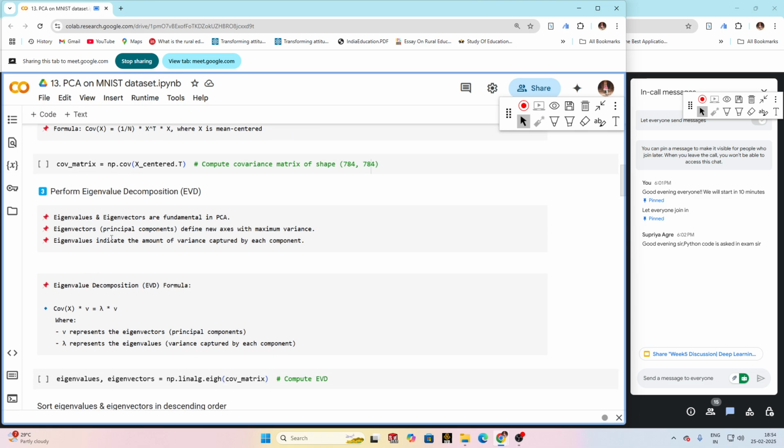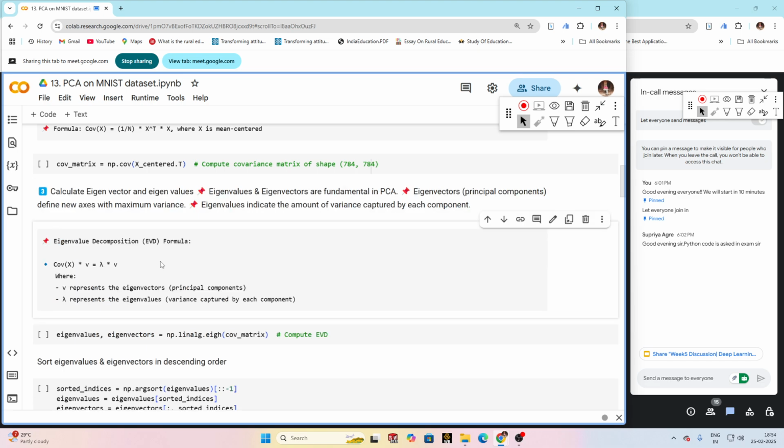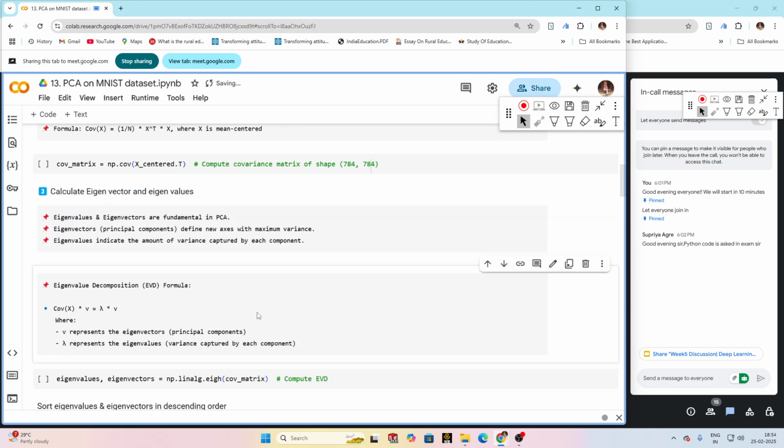After that, we have to calculate the eigenvalues and eigenvectors. Okay, so we can say calculate eigenvector and eigenvalue. So we have to calculate eigenvectors and eigenvalues.